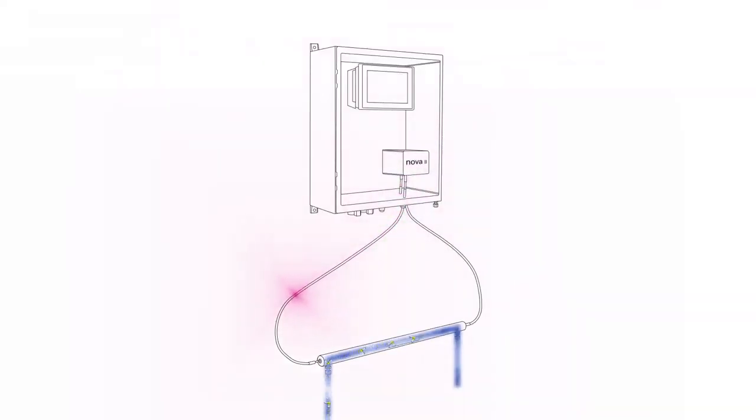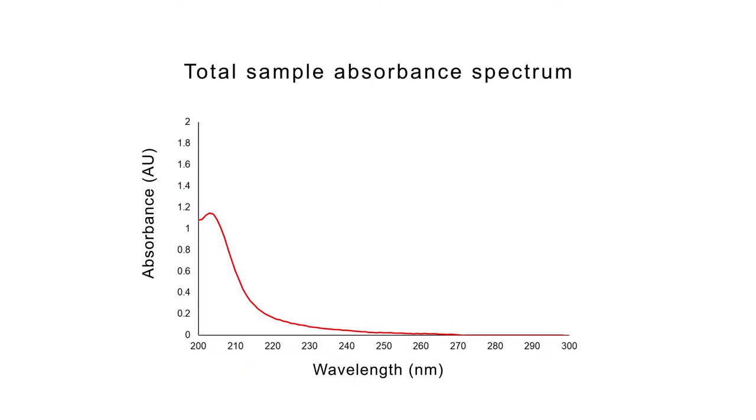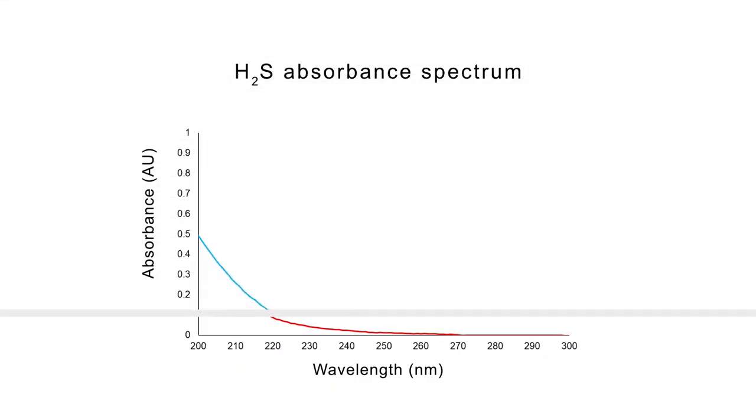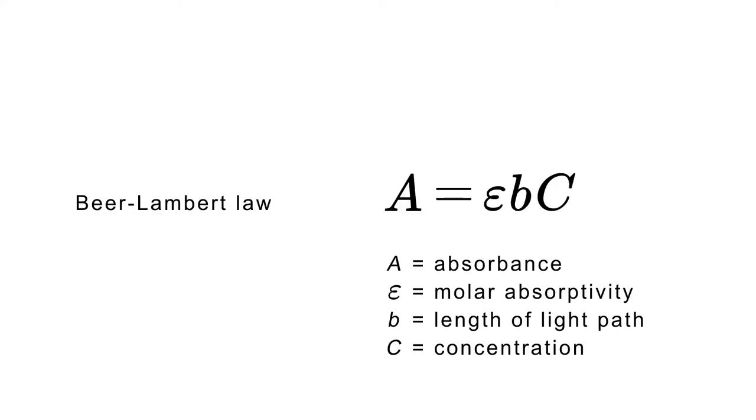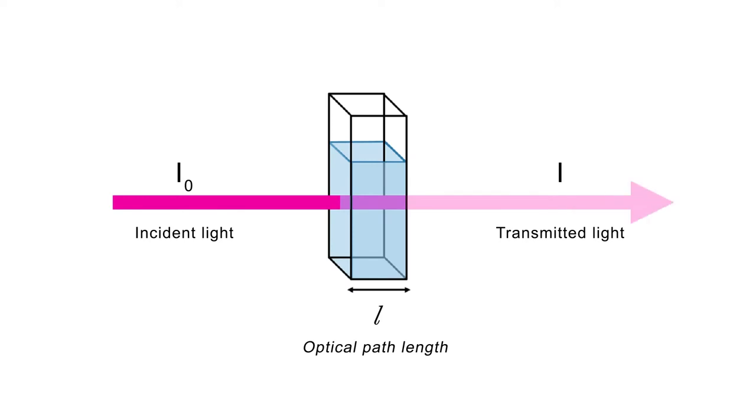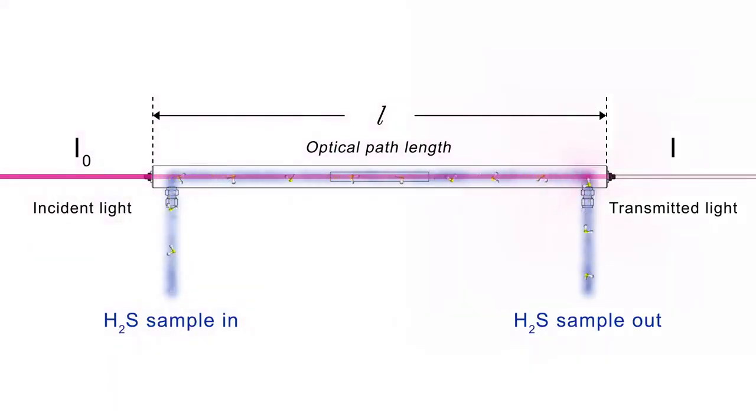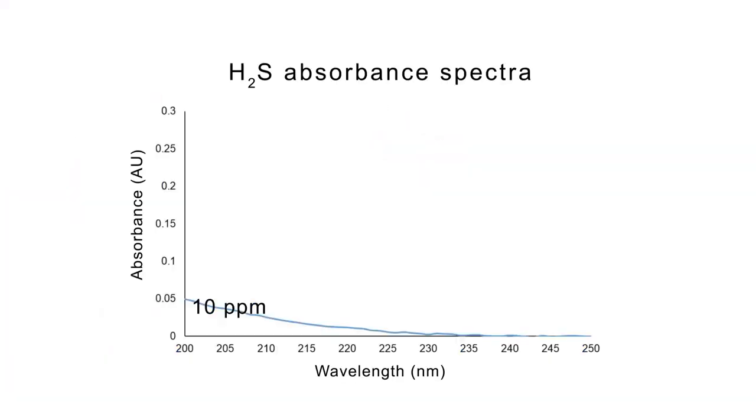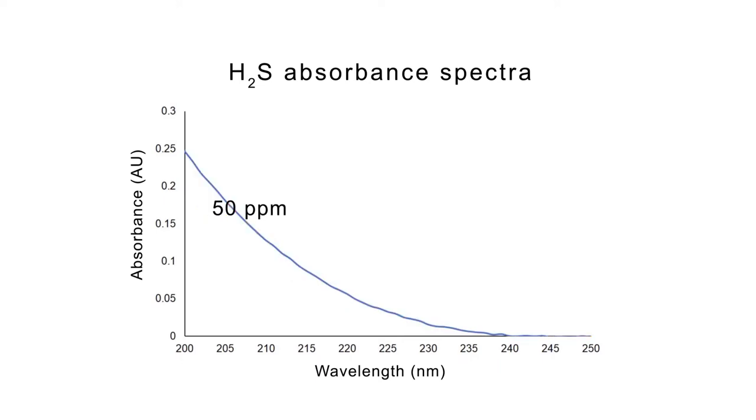Analytical principle. To measure the H2S concentration, the OMA detects the distinctive absorbance curve of pure H2S and mathematically isolates this structure from the total sample absorbance. In accordance with the Beer-Lambert law, the absorbance of a chemical in a mixture within a fixed optical path length is directly proportional to the concentration of that chemical. The OMA correlates the height of this curve directly to real-time hydrogen sulfide concentration.